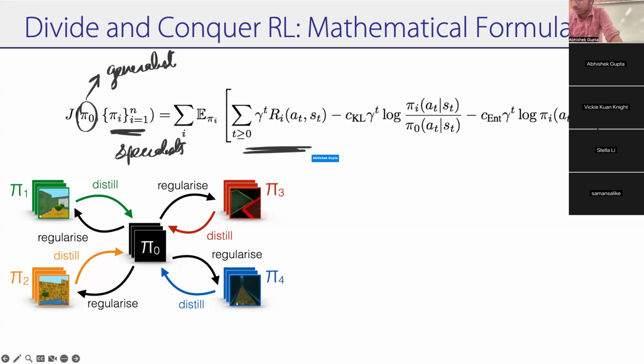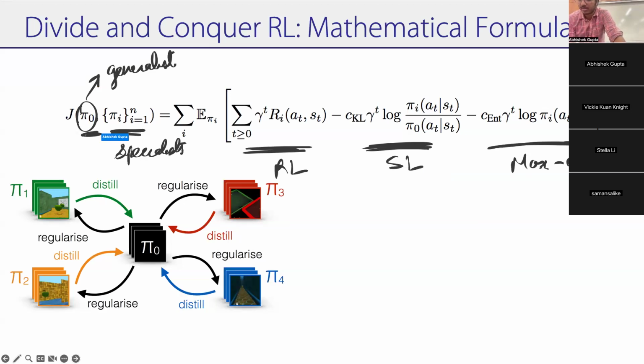This is the RL objective. This is a supervised learning objective. And this is a maxent objective. So what you're doing here is that you're going to alternate between optimizing pi naught, which is your generalist, and optimizing pi 1 to n, which are your specialists. So let's take a look at what each of these updates would look like.